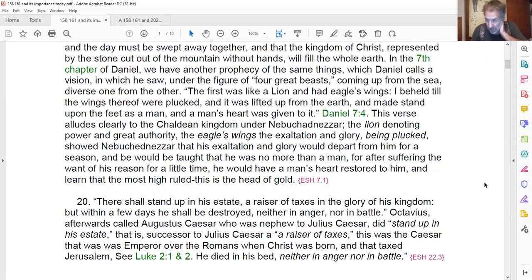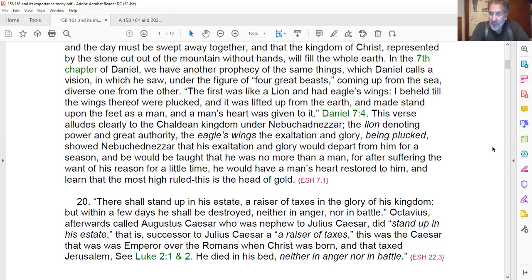Now, I jumped a little bit as I prepared for this. I went from paragraph 7 down to paragraph 22, because the ultimate portion of this is going to deal with this fourth kingdom.